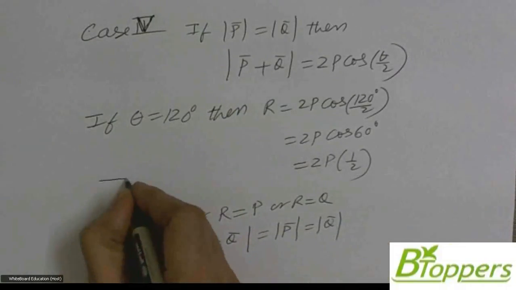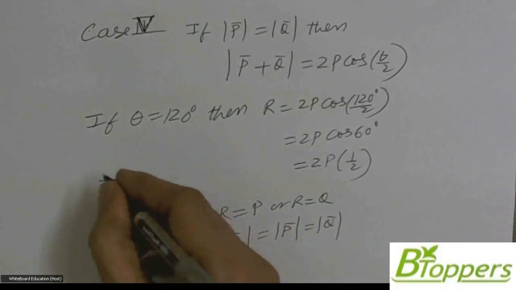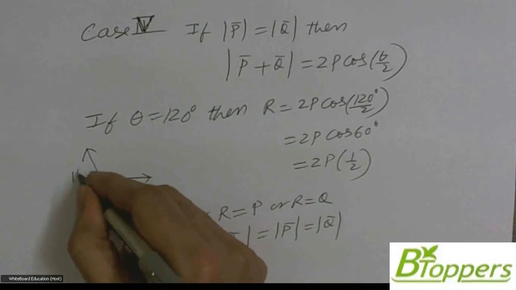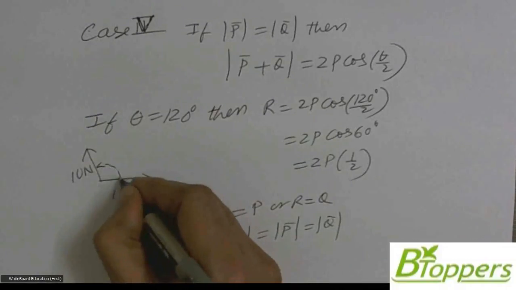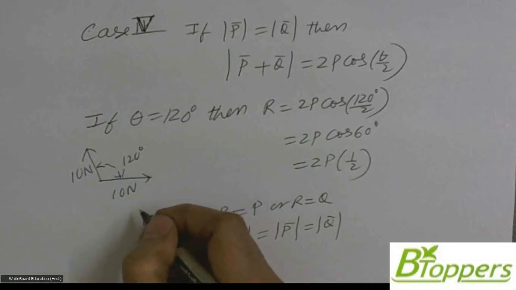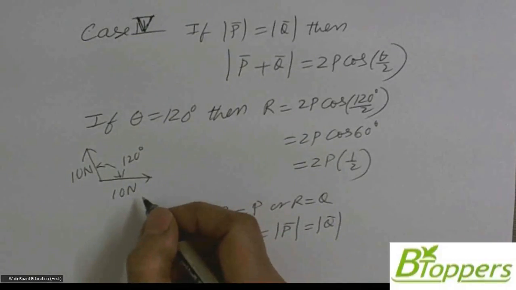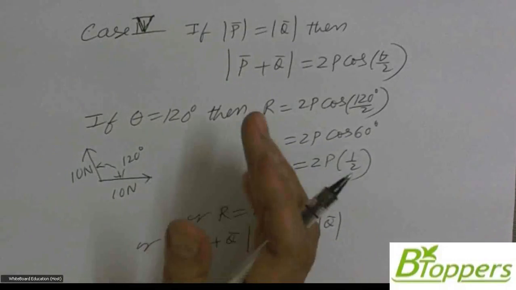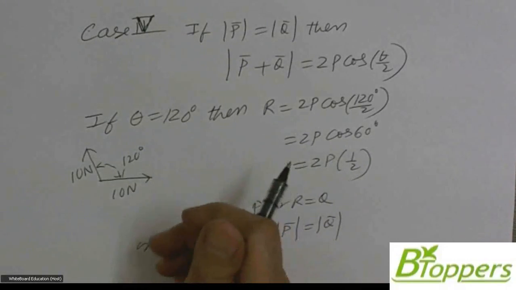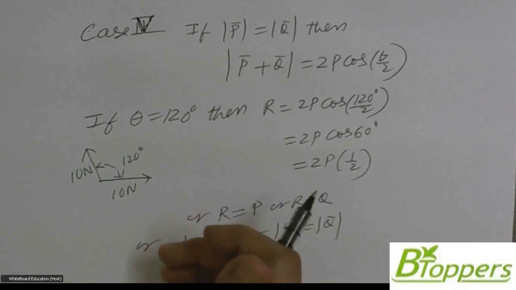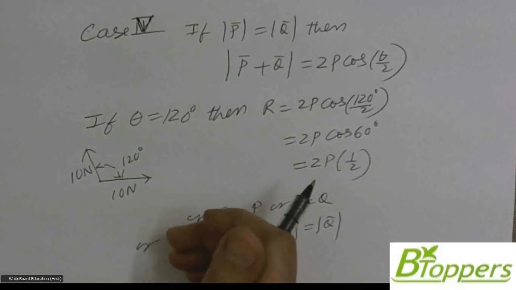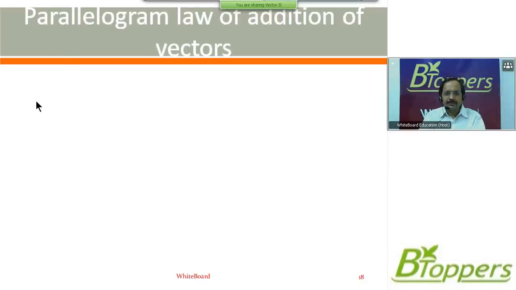For example, if two forces of same magnitude, each equal 10 Newton, act at a point at an angle of 120 degrees with each other, then the magnitude of the resultant will also be 10 newtons. Now I would like to revise all the discussion I have done so far about the parallelogram law of addition of vectors.